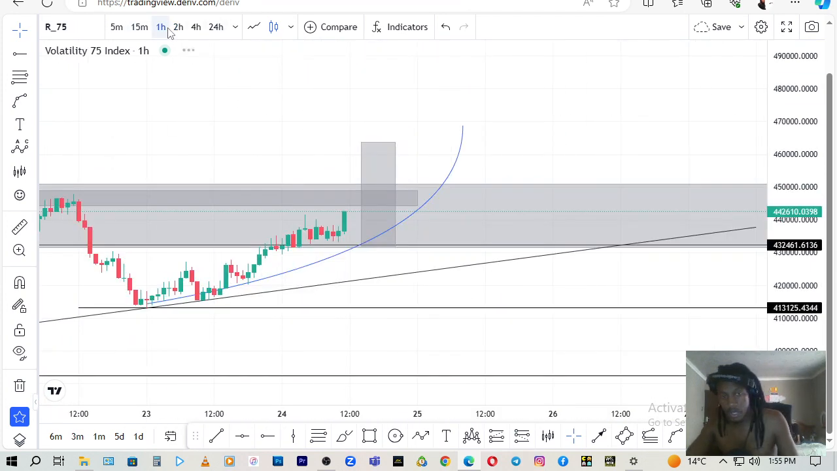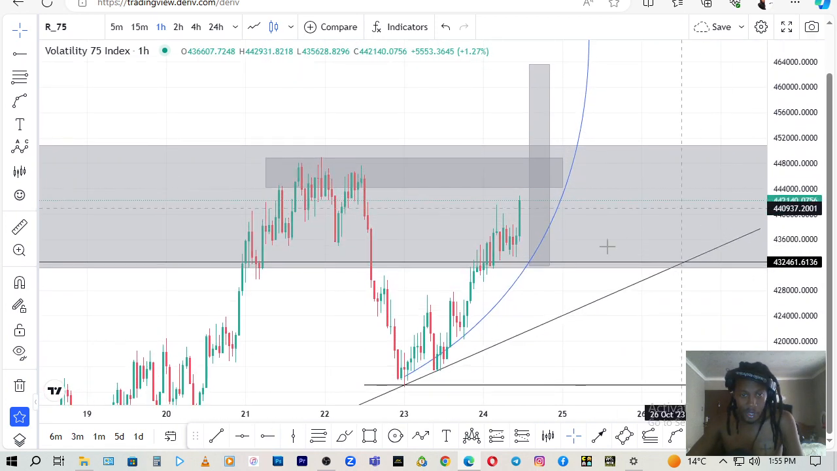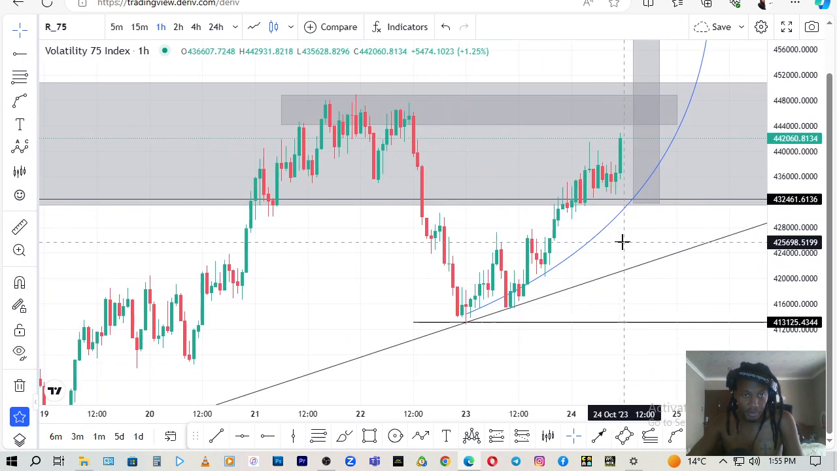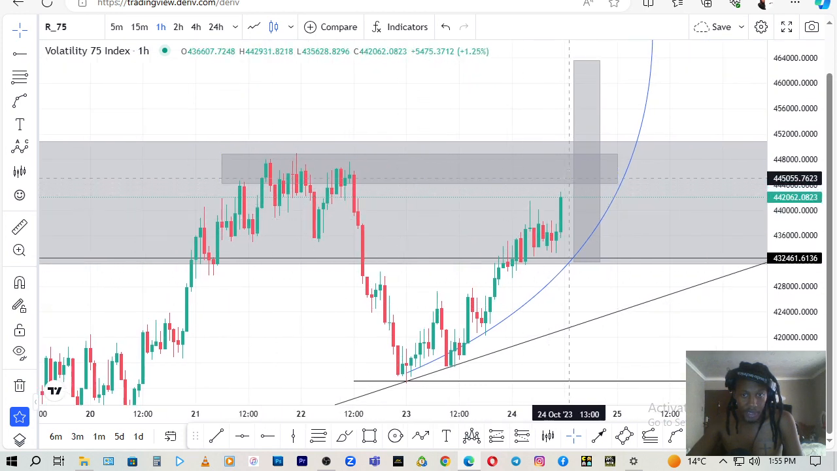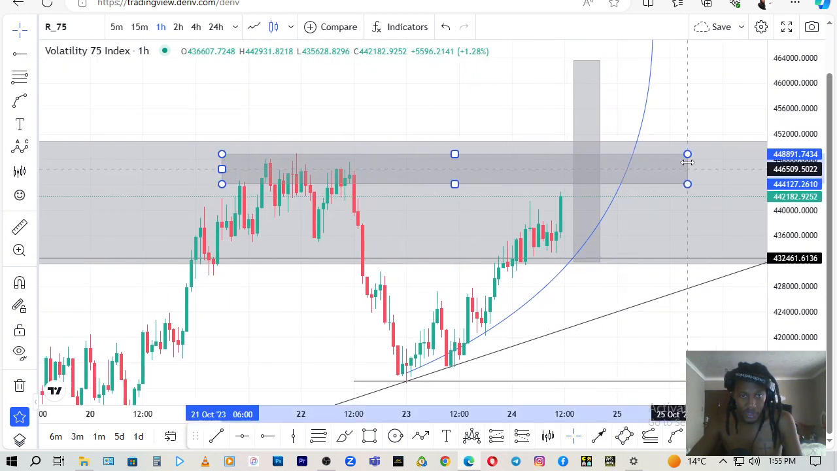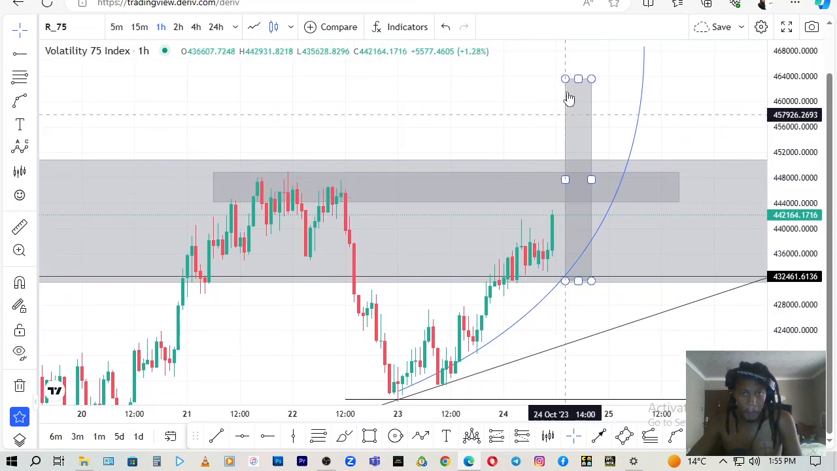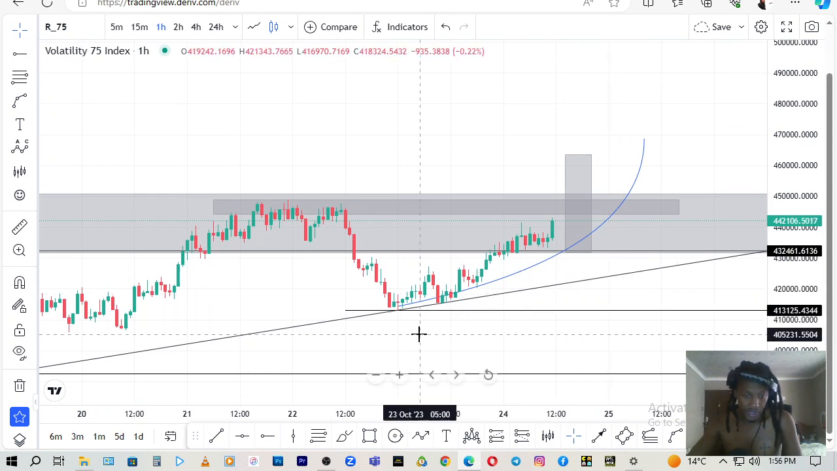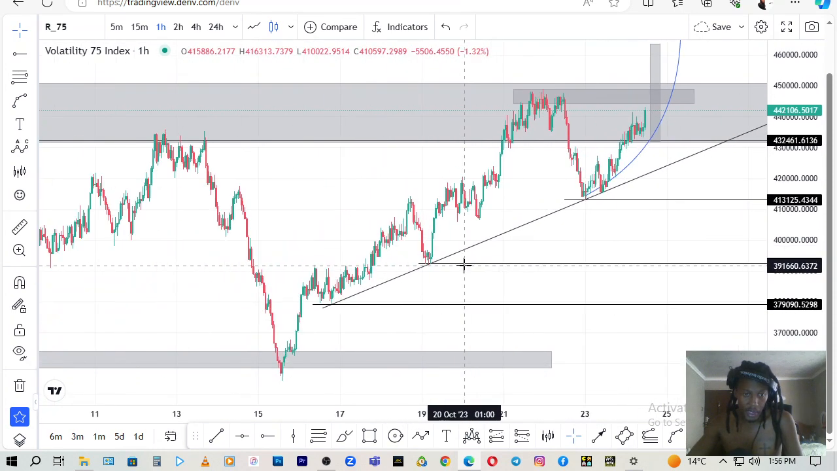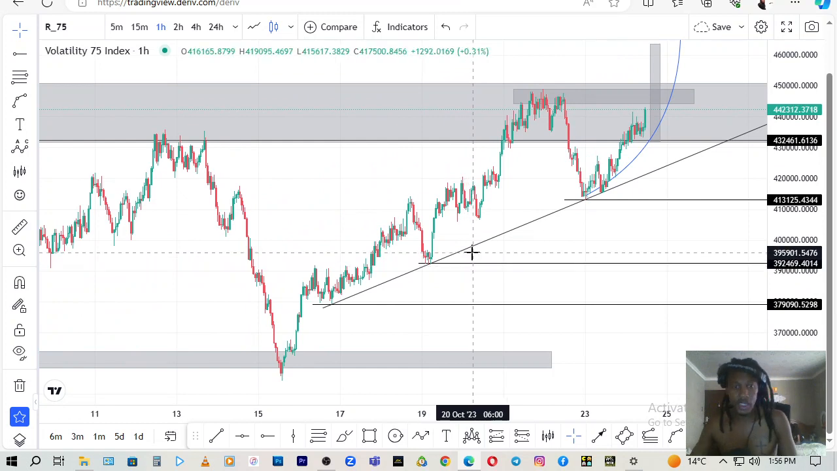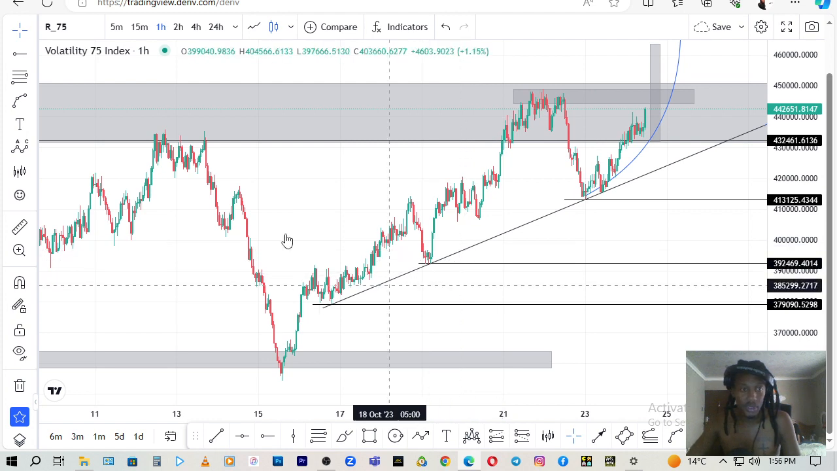Let me just go to the 1 hour. This is my 1 hour. So at the moment I want to see if it's going to reject on this level over here, or it's going to break above, then retest in the consolidation phase. So at the moment, you might as well just chill and wait and see what the market is actually trying to show you guys. So that's what we have on Volatility 75.